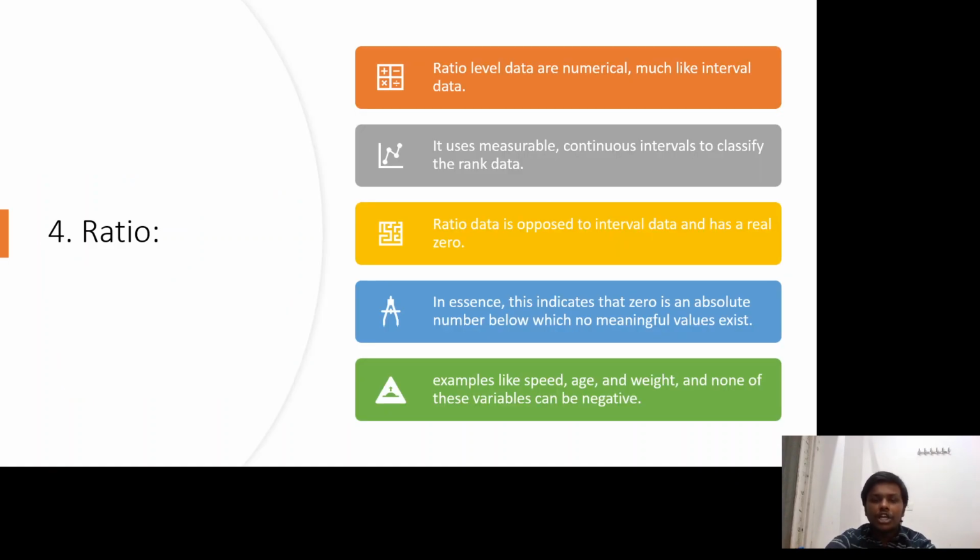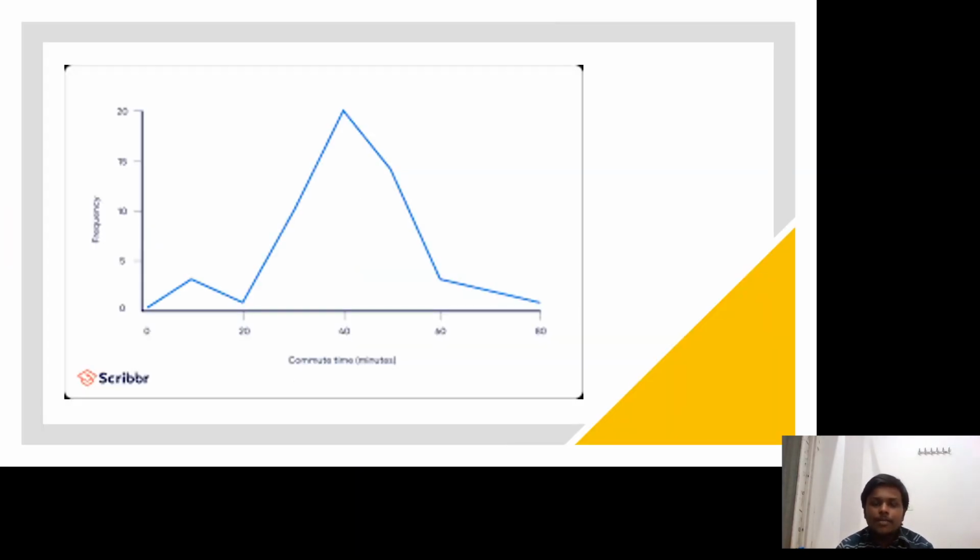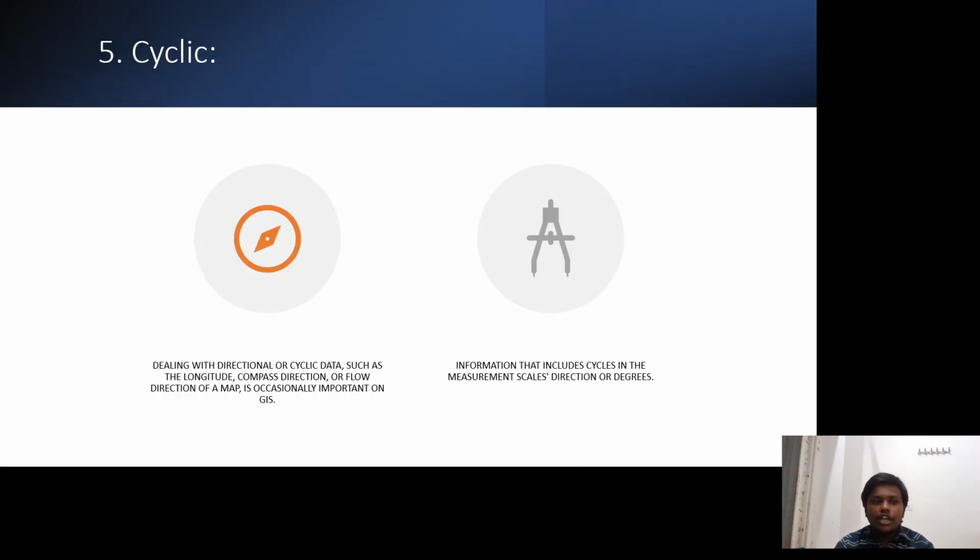The fourth one is ratio level data. Ratio level data is defined as quantitative attributes with the same characteristics as interval variables, but in addition it has a true zero point. It can be measured as continuous interval data to classify rank data. For example, weight is a ratio, because it makes sense to say that a person of 100 kg is twice as heavy as a person of 50 kg. But a Celsius temperature of 20 is not twice as hot as 10. This is all about ratio level data.